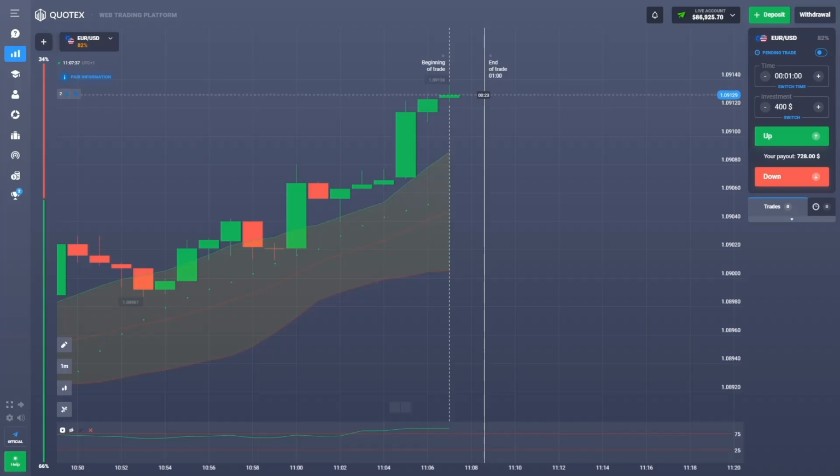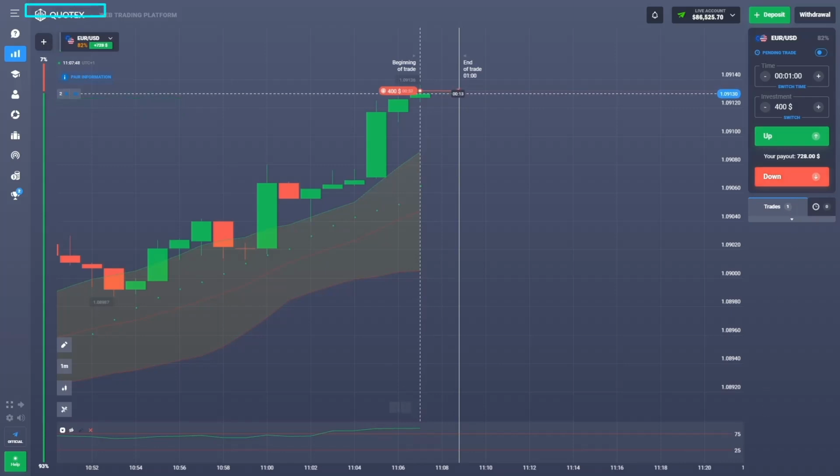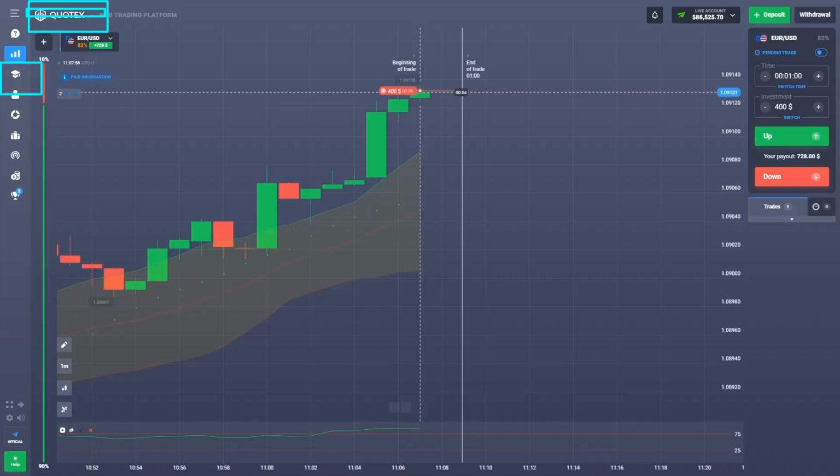So yeah, I'm using the same strategy that I usually use on IQ Option, but here I'm using it on QUOTEX, right? On QUOTEX, I'm trading on QUOTEX. Guys, if you are new to QUOTEX, you can click on this icon and trade on a demo account.